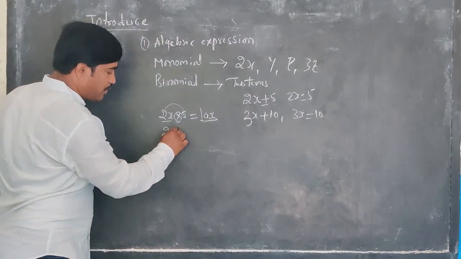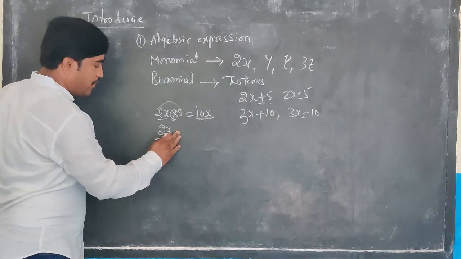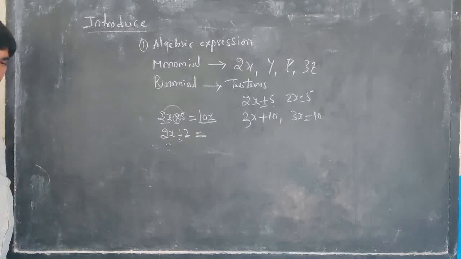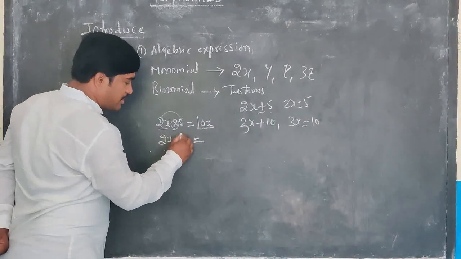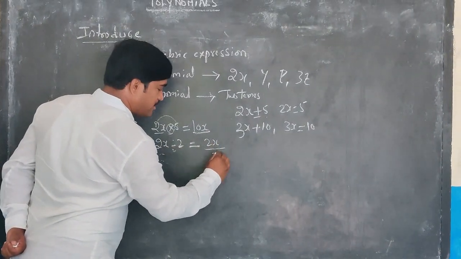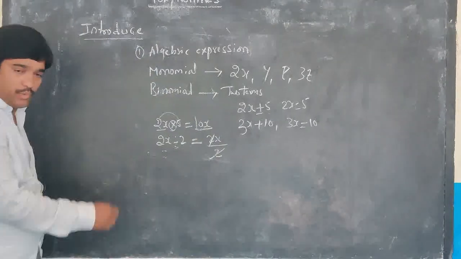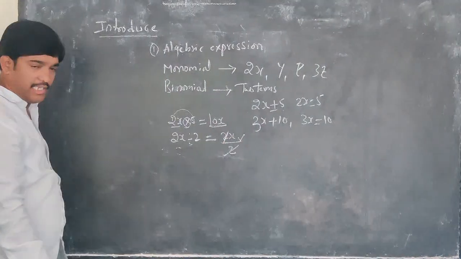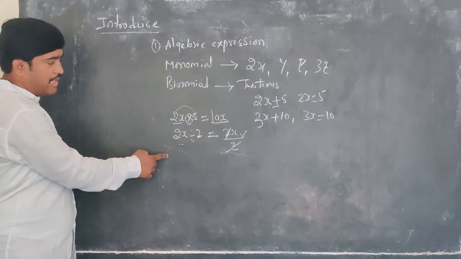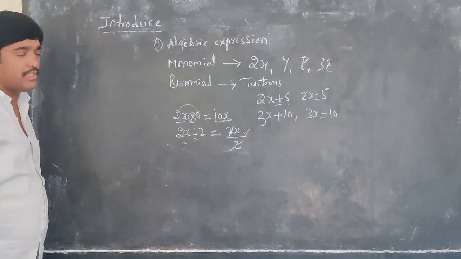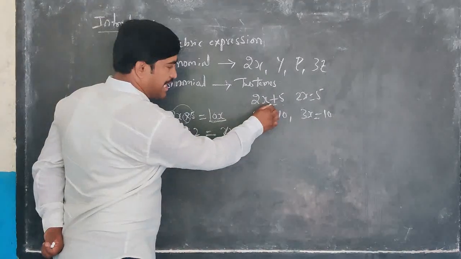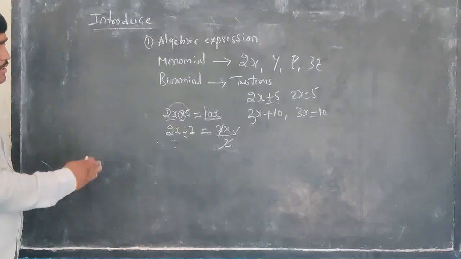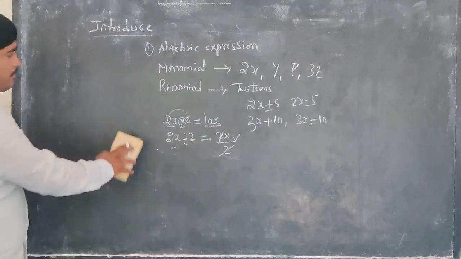Similarly, if we go for 2x divided by 2, or by any number, look at it: if we use division, 2x by 2, the 2 gets cancelled. What is the result here? Only x, a single term. Again this is a monomial. So when we write down the terms, we should generally use plus or minus between any two terms.